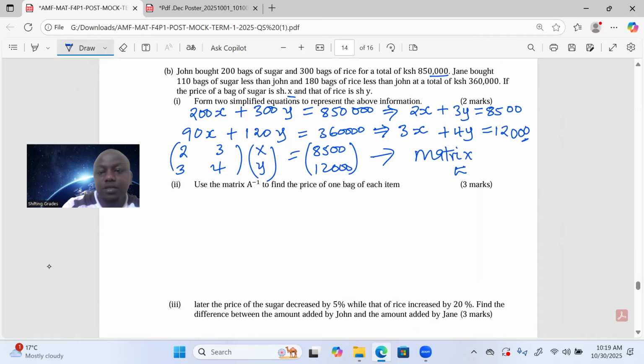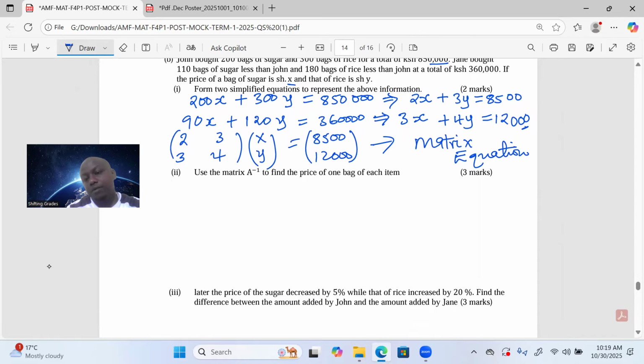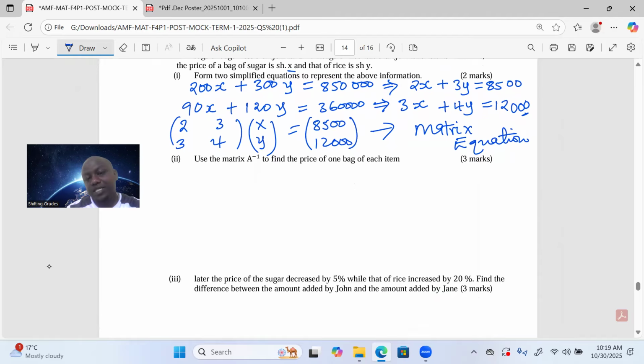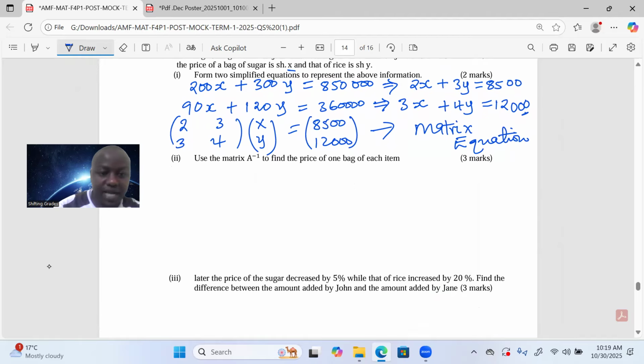A matrix equation. So with the matrix equation now, we can proceed to simplify it. How do we simplify a matrix equation? By pre-multiplying by the inverse of the coefficients matrix.